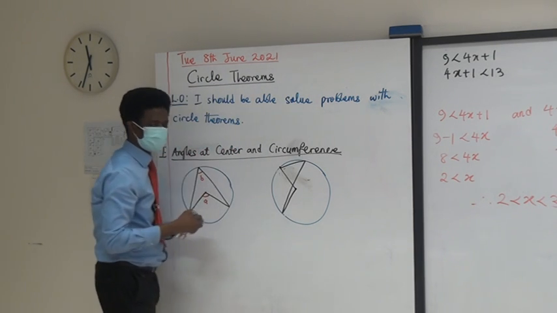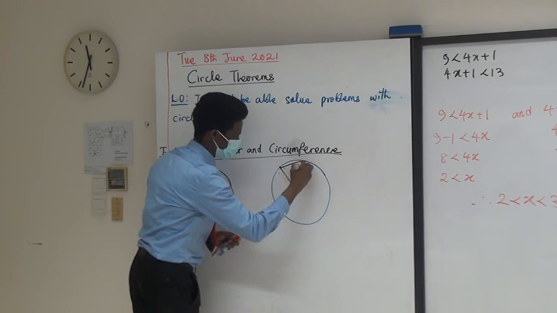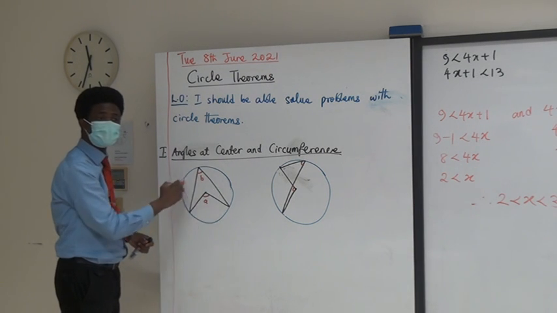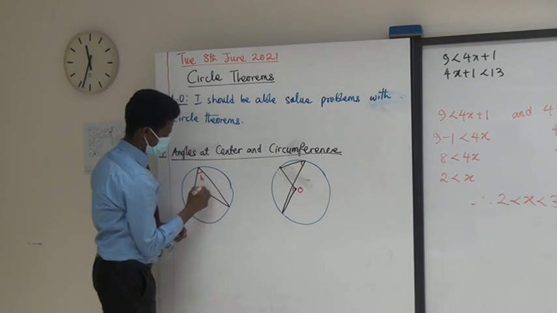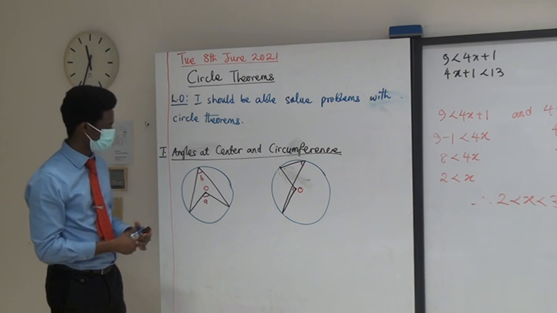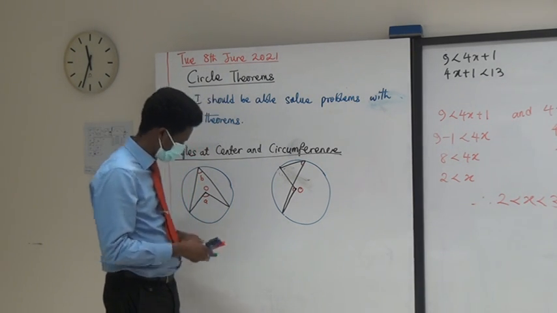The theorem still applies. This is the center. This is on the circumference. Circumference is on the blue line, the blue arc. The center is the dot, point O. Are you with me? This is how I tell students. I'll give you a clue now.